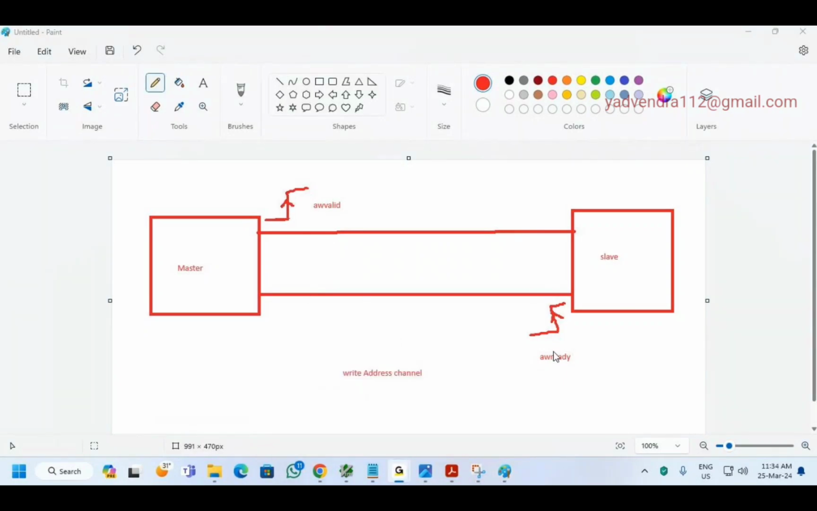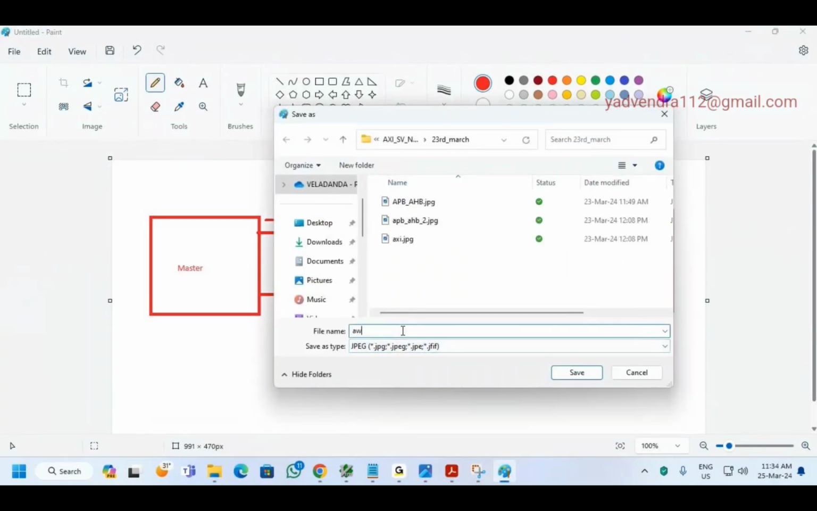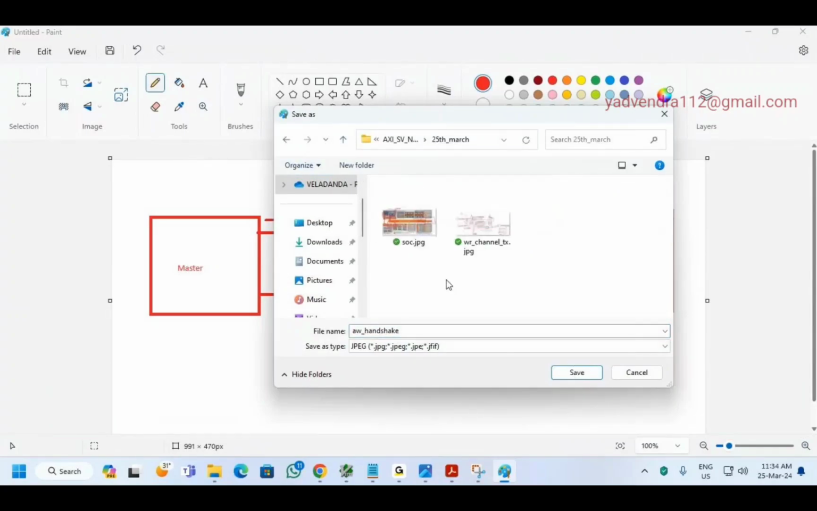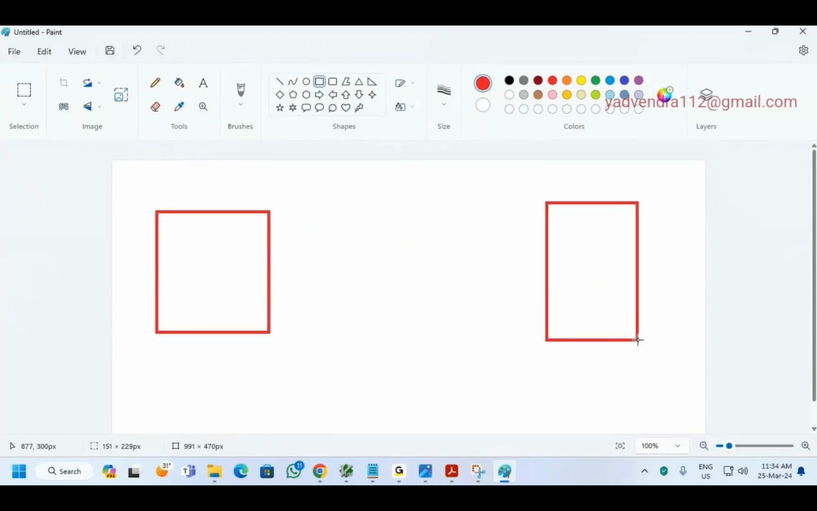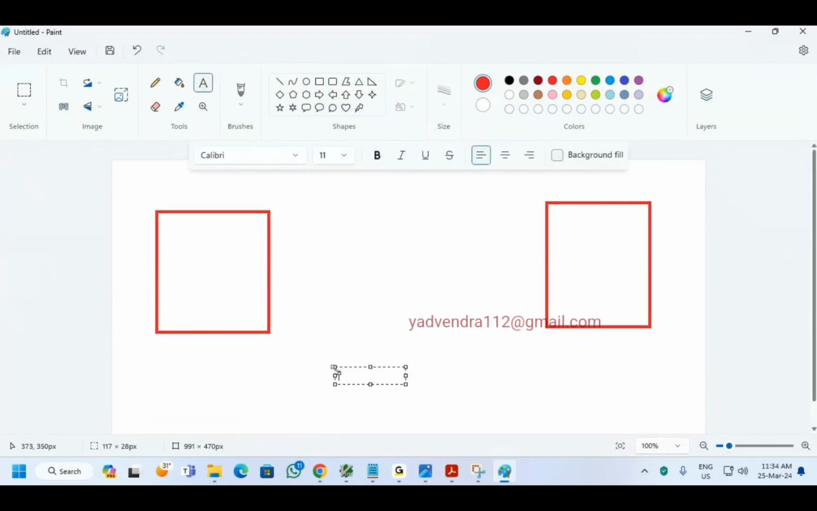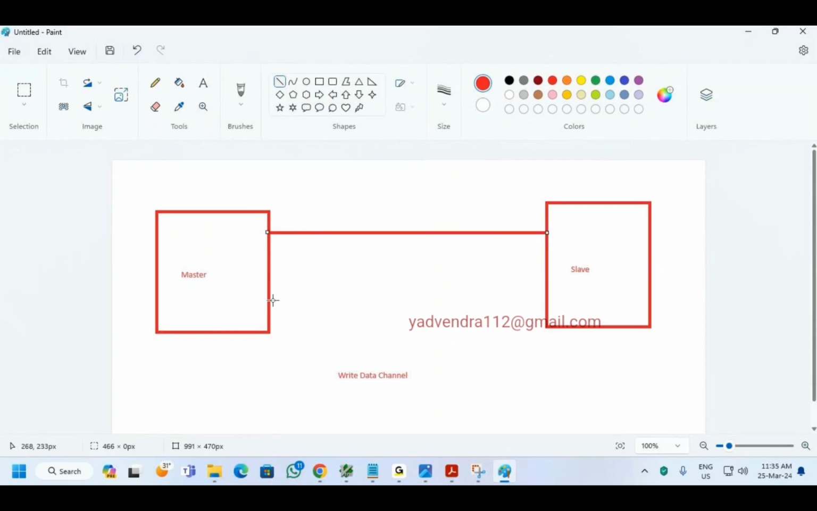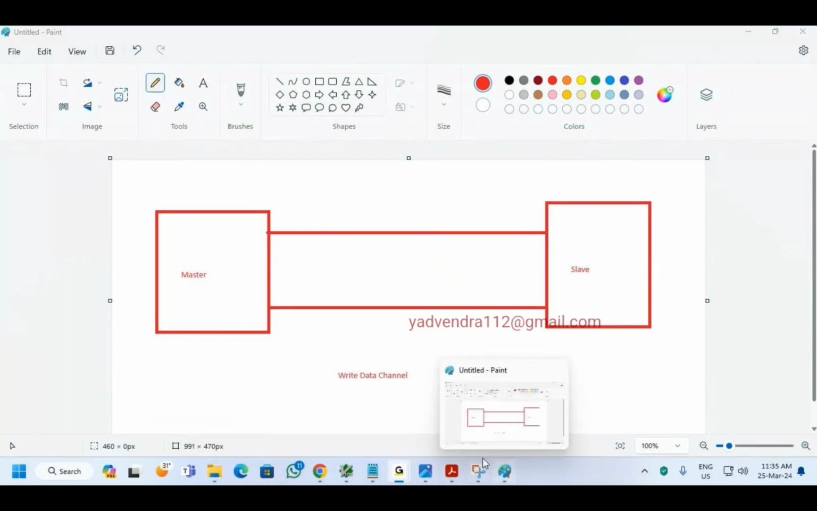Did everyone get this, guys? Okay, so let's say this is the AW handshake. Now the write data channel. Master, slave. This is the write data channel. Now tell me who will issue valid and who will issue ready.